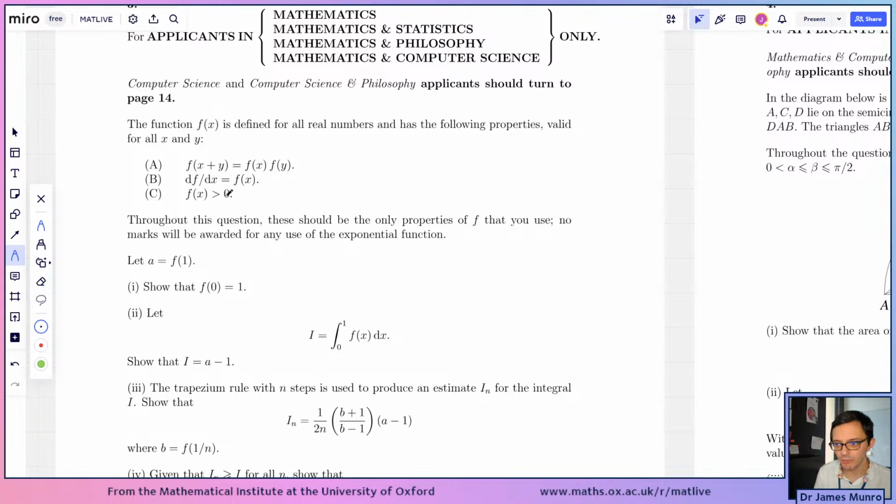Okay, so what have we got? Derivative of f of x is equal to f, so I'm already thinking of exponentials. It does the exponential thing and it's positive. Okay, great. No marks will be awarded. Right, good. Show that f of 0 equals 1.